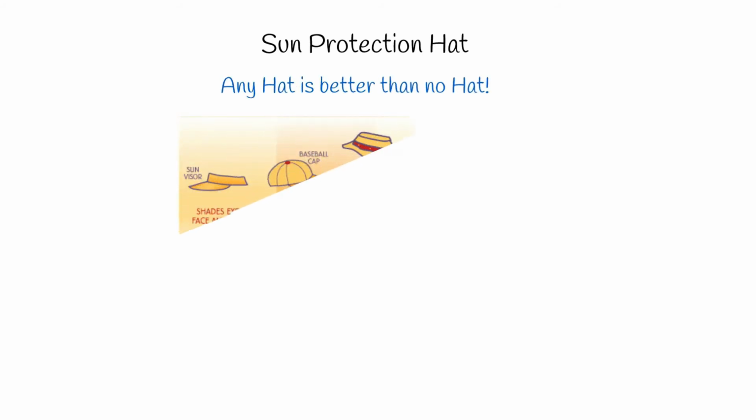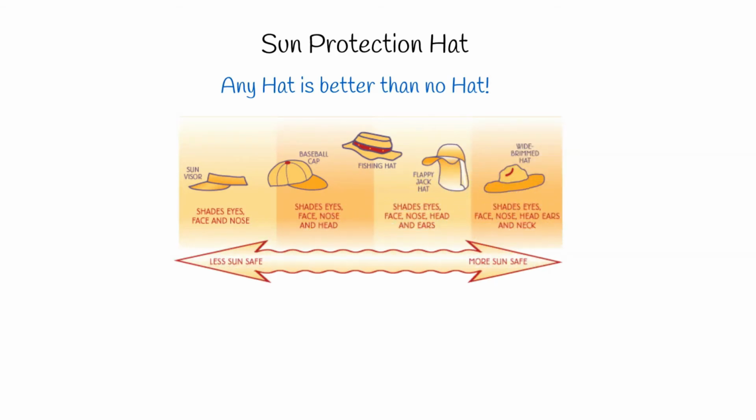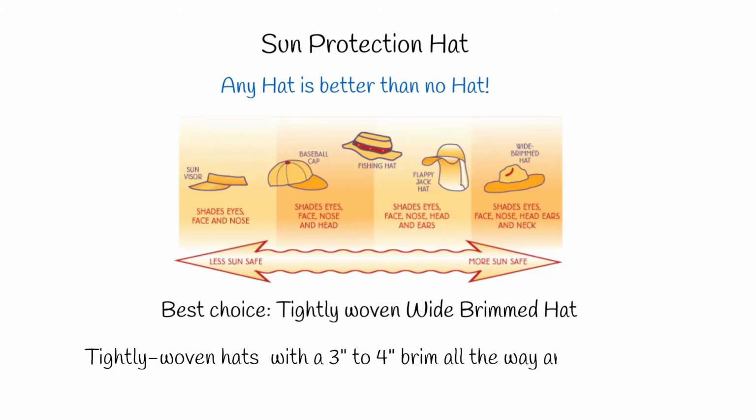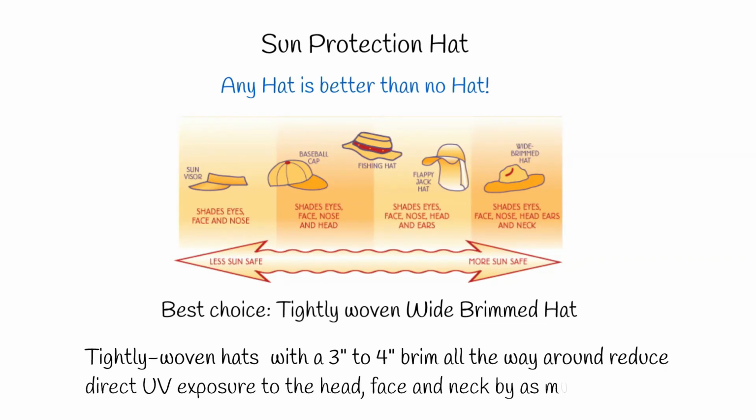Sun protection hat. It's important to note any hat is better than no hat. Take a look at this figure and figure out what is less sun-safe and what is more sun-safe. The best choice would be a tightly woven wide brim hat. Tightly woven hats with a 3 to 4 inch brim all the way around reduce direct UV exposure to the head, face, and neck by as much as 50%.